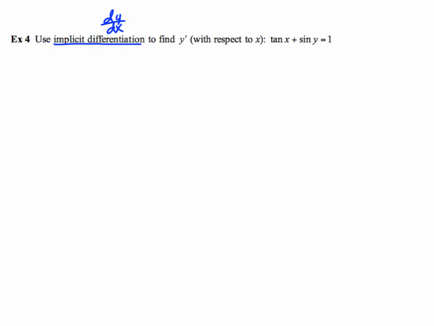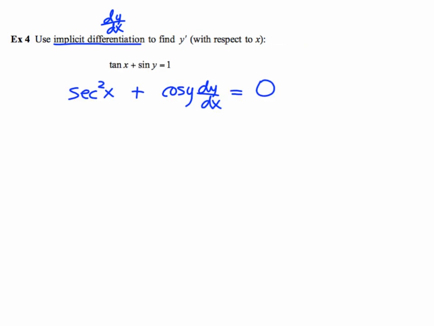Last example, it says use implicit differentiation. So anytime it says that, I know that I have to take dy dx, the derivative with respect to x, of tan x plus sine y equals 1. So the derivative of tan is secant squared. The derivative of sine y is cosine y dy dx. And the derivative of 1 equals 0.